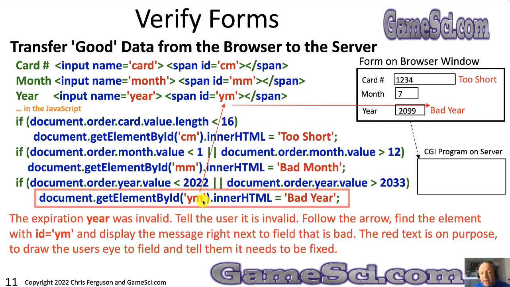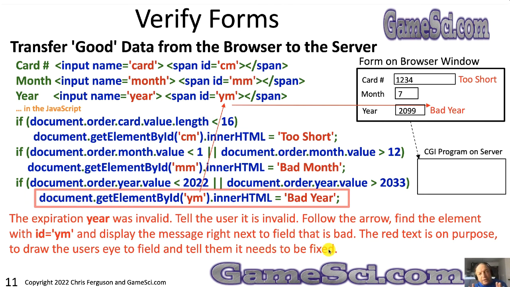document.getElementById("ym").innerHTML equals "bad year." The expiration year was invalid. Tell the user it was invalid. Follow the arrow, find the element with the ID equal ym, and change its inner HTML to bad year, and it'll show up right next to the input box for the year. The red text is on purpose. It draws the user's eyes to the field and tells them it needs to be fixed.